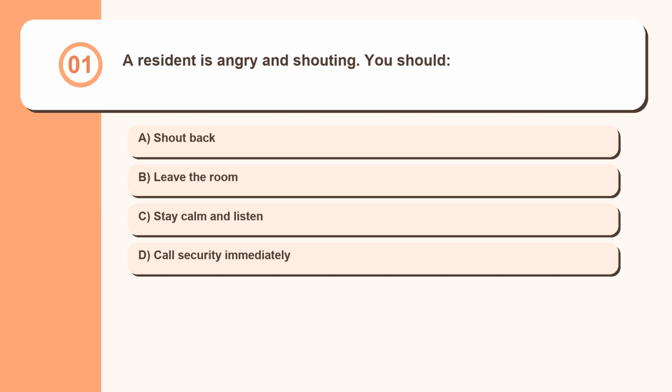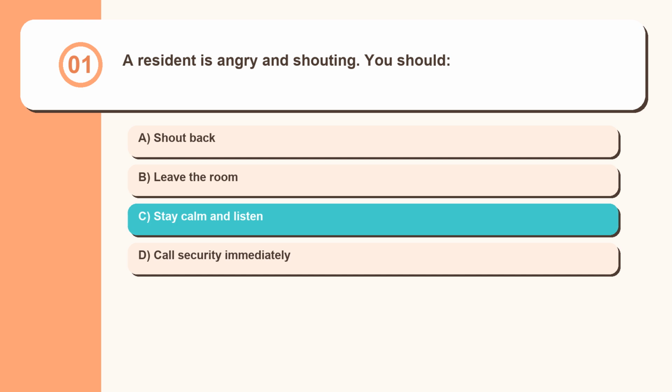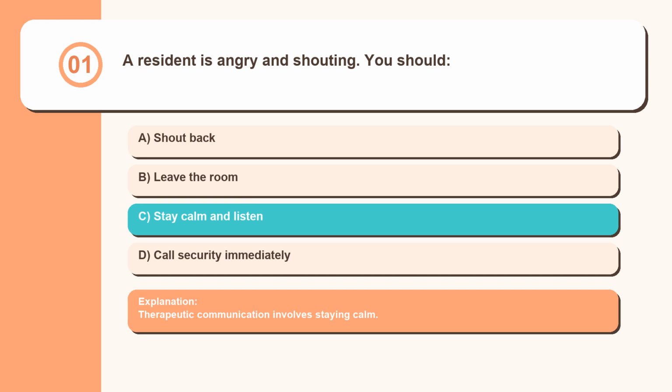Question 1. A resident is angry and shouting. You should shout back. Leave the room. Stay calm and listen. Call security immediately. Therapeutic communication involves staying calm.